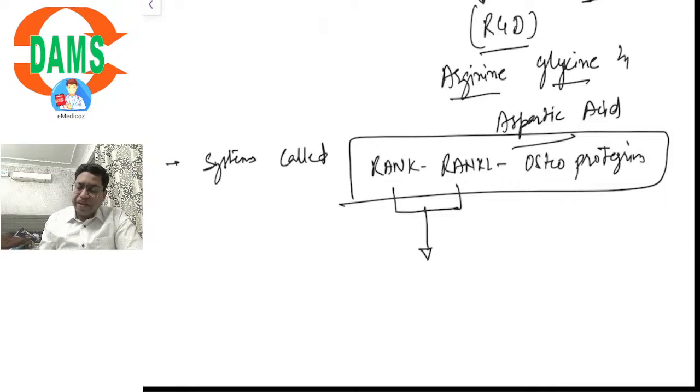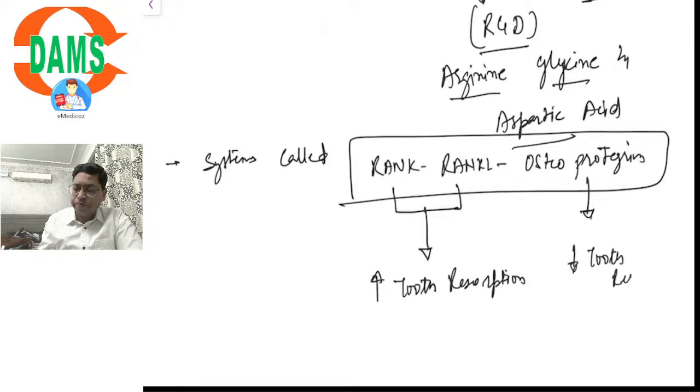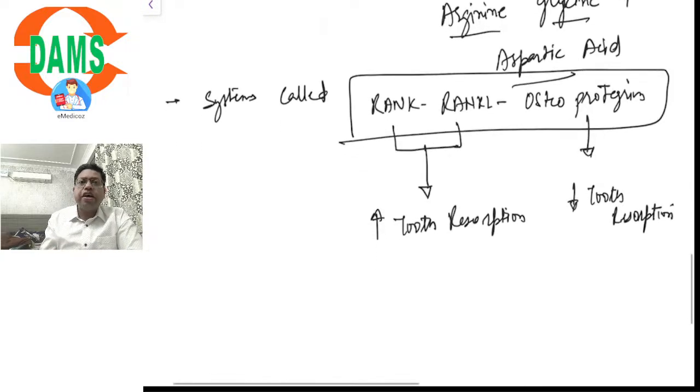These RANK and RANKL promote tooth resorption. And osteoprotegerin inhibits tooth resorption. So this is the entire homeostasis, how the interplay of factors occurs.